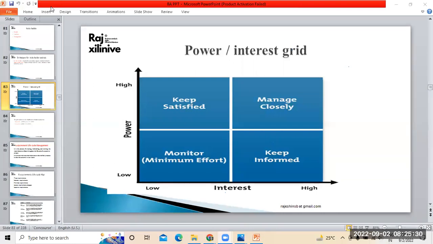So high power and low interest people are subject matter experts, and also investors of the organization, meaning the shareholders of the firm who have invested money in the organization. Those people you need to keep satisfied, because subject matter experts have a clear understanding about the subject.